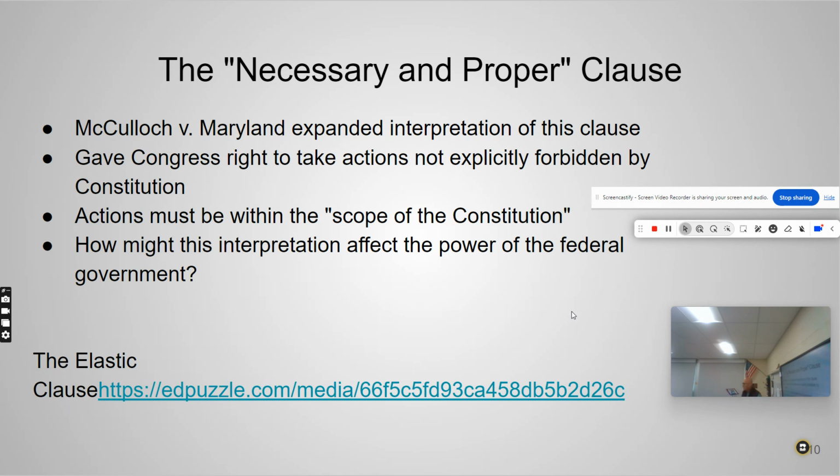So, necessary and proper clause of the Constitution. We're going to look at where we left off on slide number 10 of our packet, and we're going to pick up a video clip.